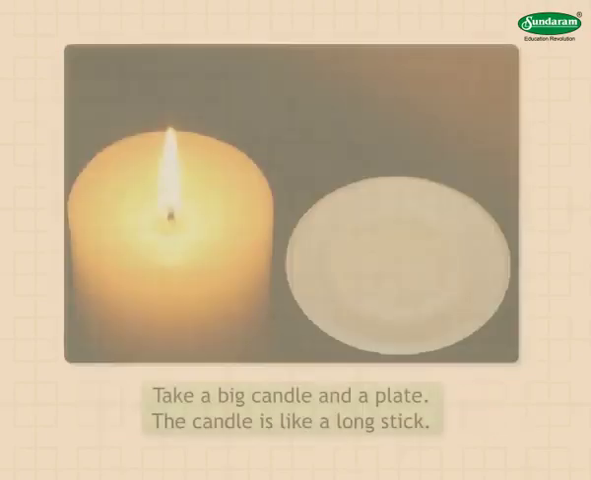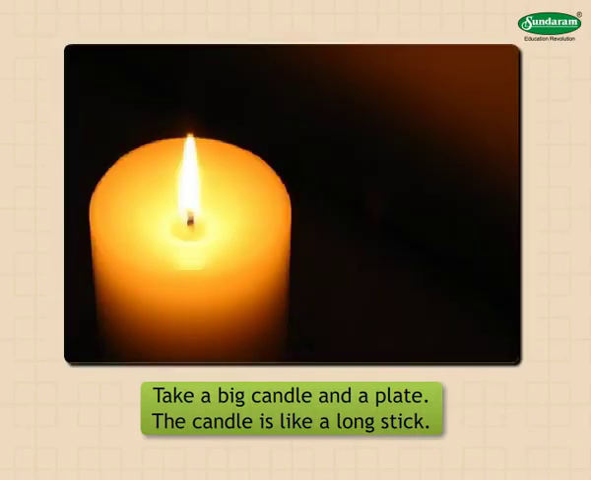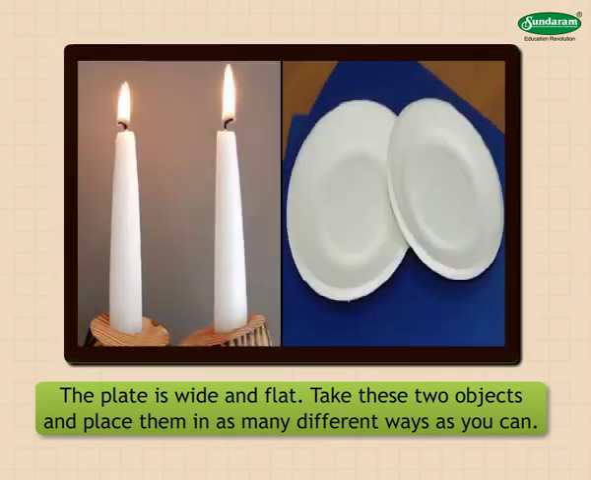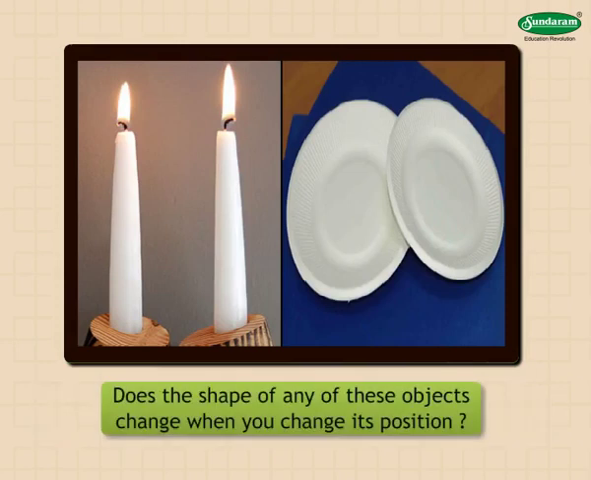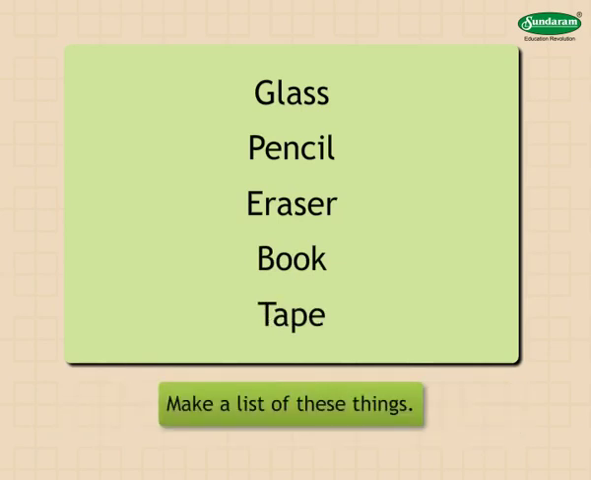Try this. Take a big candle and a plate. A candle is like a long stick. The plate is wide and flat. Take these two objects and place them in as many different ways as you can. Does the shape of any of these objects change when you change its position? Name some things you see which do not change their shape no matter how they are placed. Make a list of these things.